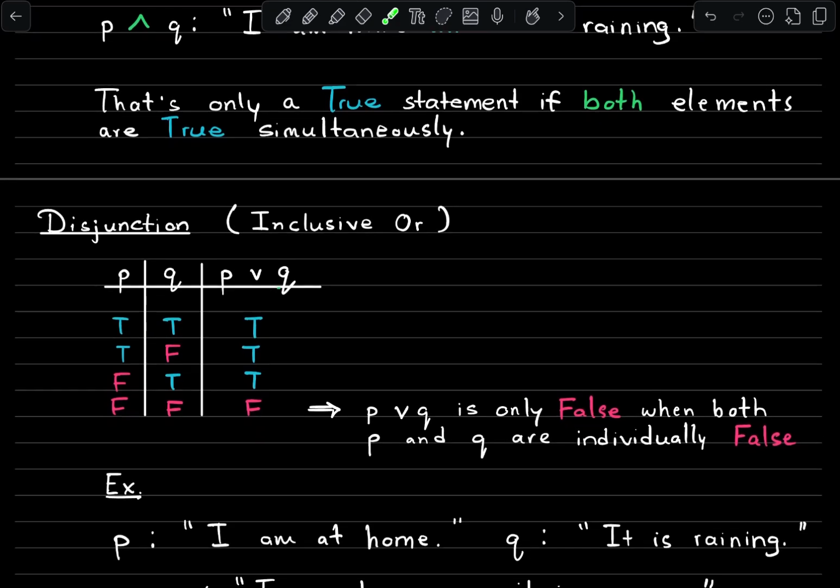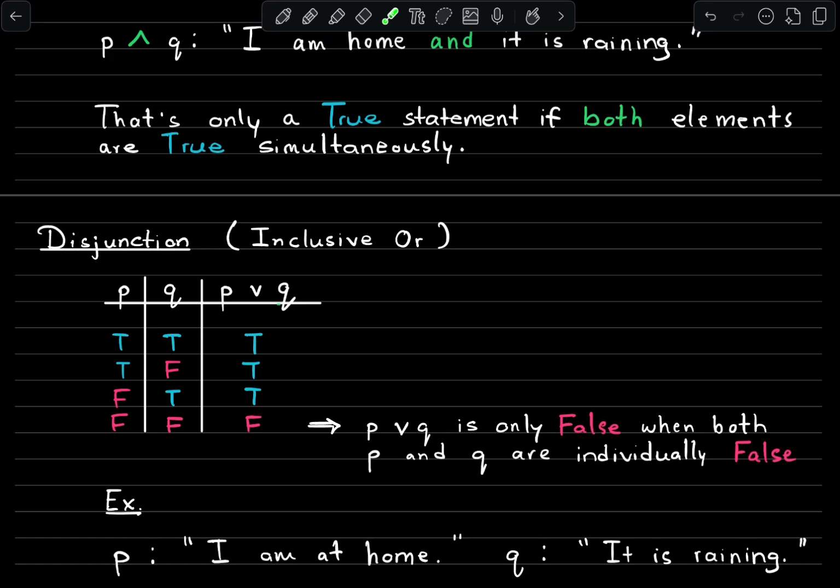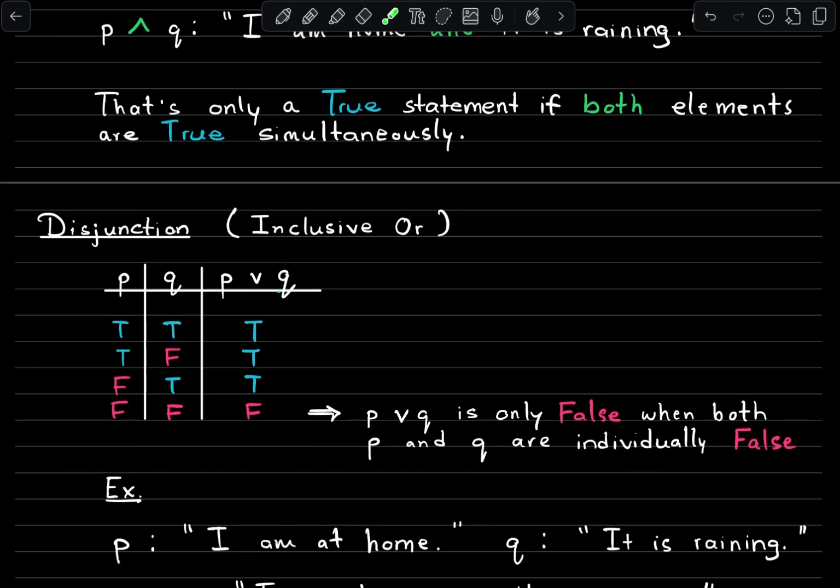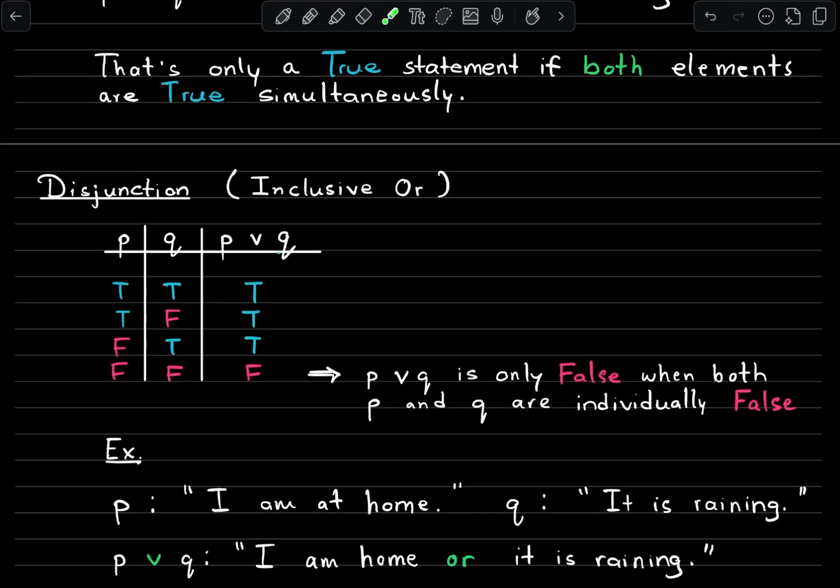So let's take a look at an example real quick. We've got P, I am at home, Q, it is raining. Same example from before. So if we put them together, the statement comes out to, I am at home or it is raining.